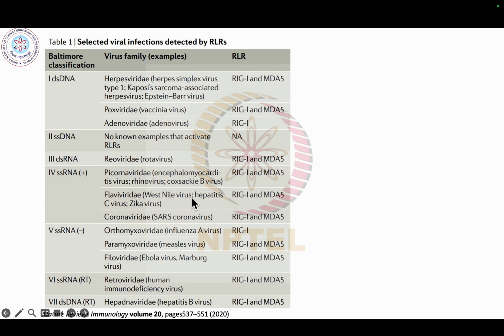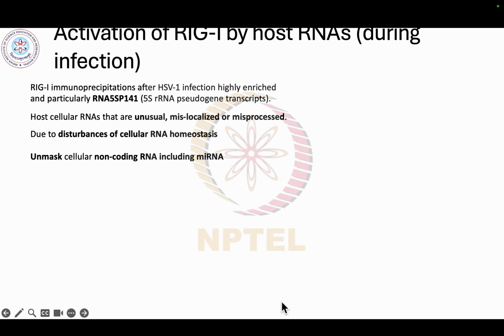Flaviviridae, West Nile virus, hepatitis C virus, Zika virus, RIG1 and MDA5, coronaviridae, SARS coronavirus, single-stranded RNA, orthomyxovirus, that is influenza virus, paramyxovirus, measles virus, filoviridae, Ebola virus, Marburg virus, single-stranded RNA, retroviridae, human immunodeficiency virus, double-stranded DNA, hepadnaviridae, RIG1 and MDA5.